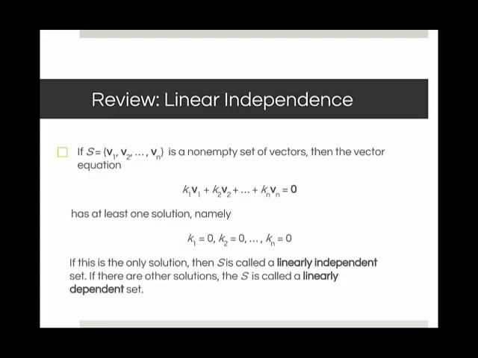The last thing we're going to review is linear independence. If we have a set S that is a non-empty set of vectors, then the vector equation k1 times v1 plus k2 times v2 on and on up to kn times vn equals the zero vector has at least one solution, namely that all the coefficients equal 0. If this is the only solution, then S is called linearly independent. If there are other solutions, then S is called a linearly dependent set.